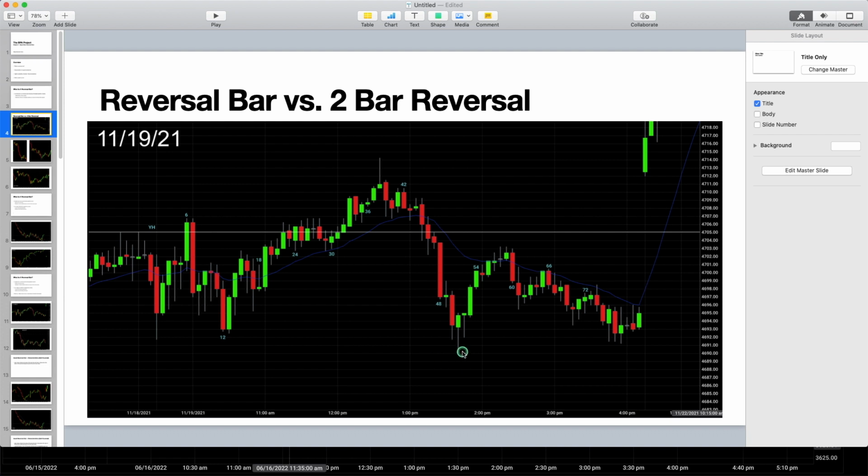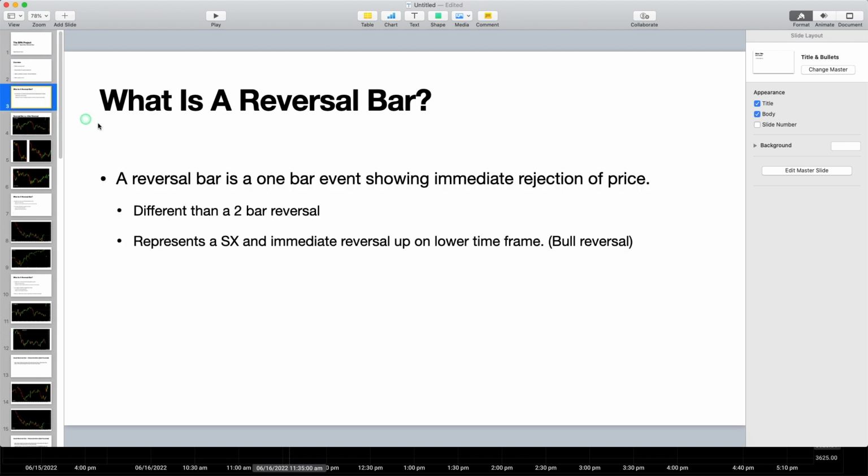Here on the right side, on bar 51, we have a breakout below the low of day, a breakout below bar 50, and as the market breaks down below these levels, it quickly reverses back up on the same bar. So this is a sell climax and then a climactic reversal. A sell climax plus a bull reversal, all within the same bar. So it's happening very quickly. It's showing bullish urgency in this case. So it represents a sell climax and an immediate reversal up on a lower time frame. And this is, again, for a bull reversal bar.